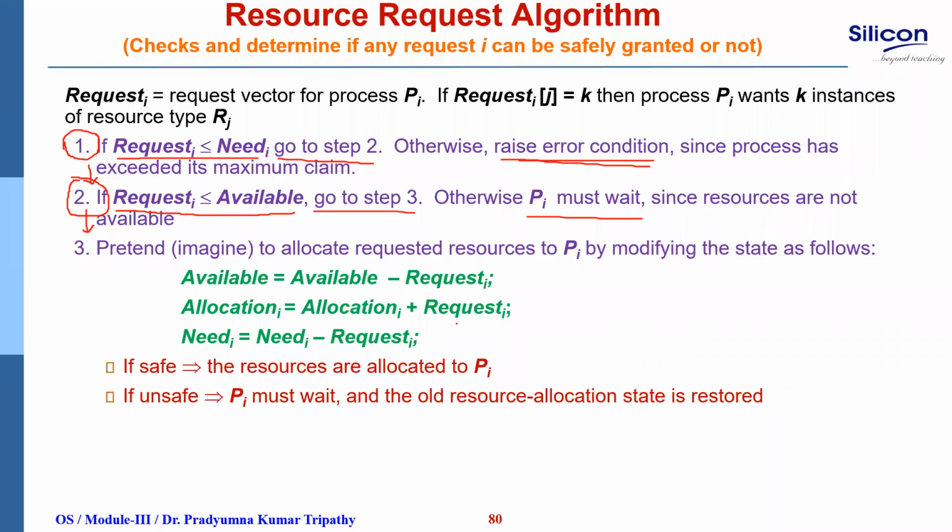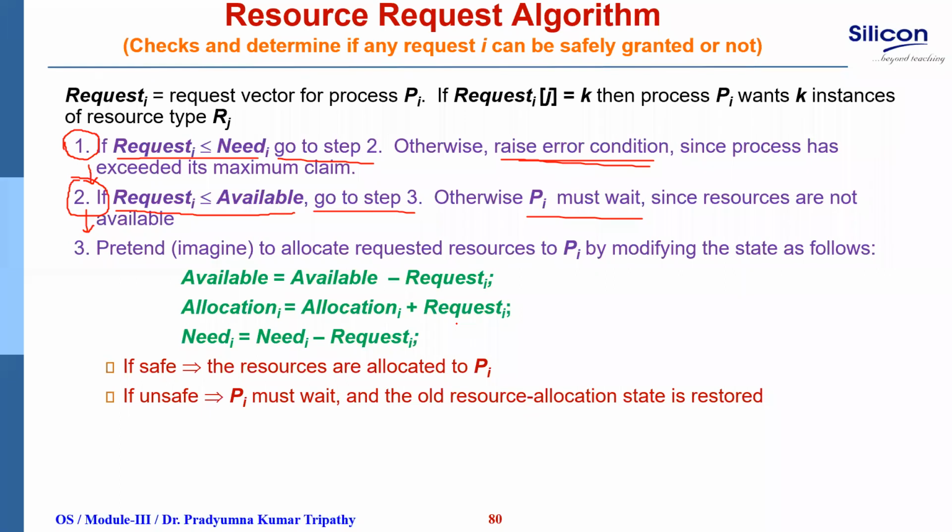And now I will check whether it is in safe state or not. If it is in safe state, we will allocate. If it is not in safe state, we will not allocate. How will you check that it is in safe state? If all processes have been satisfied, then we will say it is in safe state. If any one of the processes cannot be satisfied, then we say it is in unsafe state.